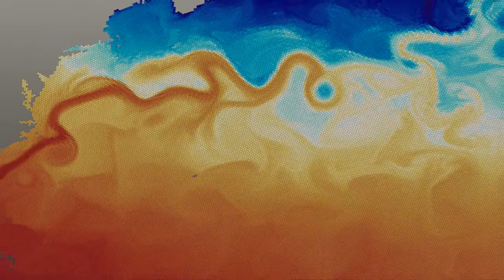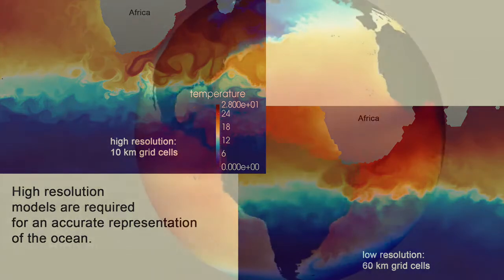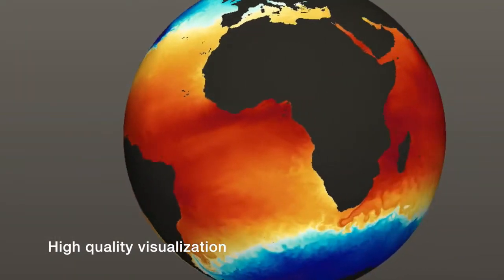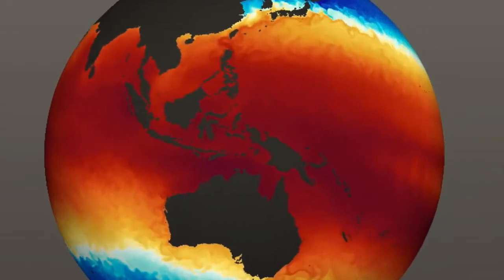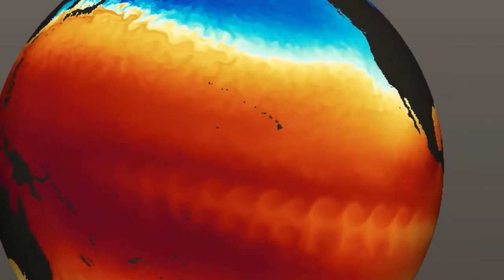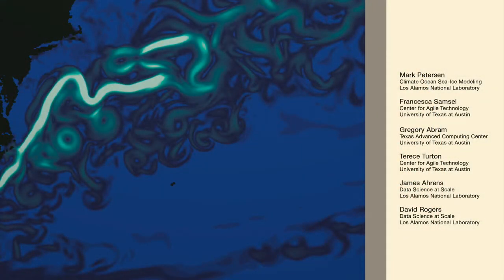Ocean models are needed to understand and respond to climate change over the coming decades. High resolution is required for an accurate representation of the ocean, and this relies on high-performance computing. High-quality visualization is critical to provide scientists, policymakers, and the public with insight from the huge amount of data produced by these simulations.